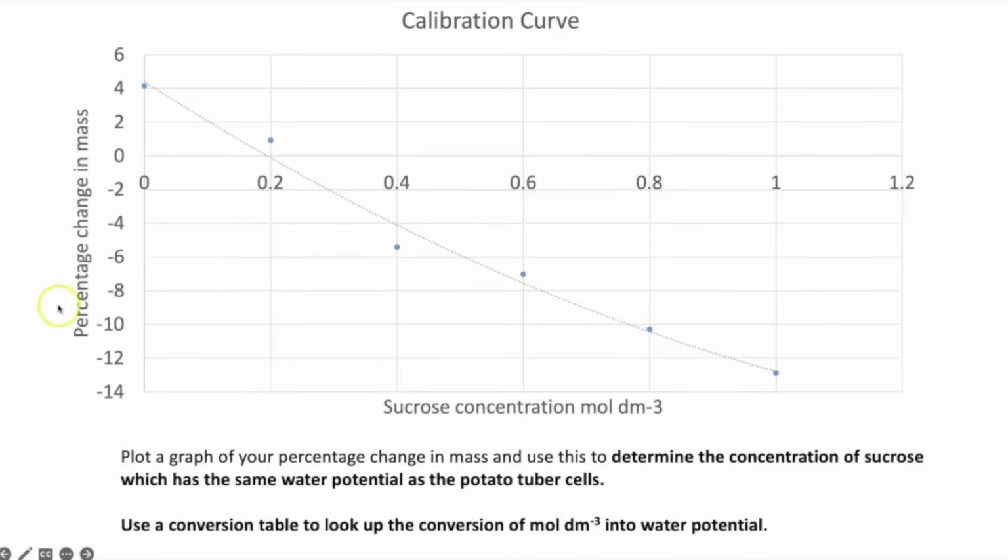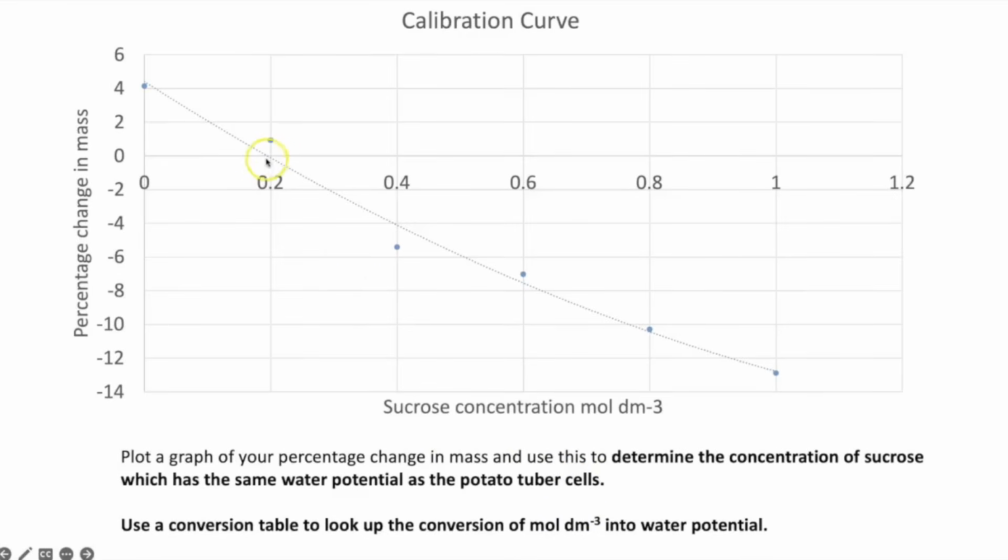So I'm going to use that data to create the calibration curve, where we're plotting our sucrose concentration in moles per decimeter cubed against the percentage change in mass. And what we would then do is look at where we have zero change in mass, because that would indicate that no water was lost or gained, so you must have an isotonic solution. And if the solution is isotonic at that point, it means the concentration of sucrose is the same in the solution as it is in the potato tuber cells.